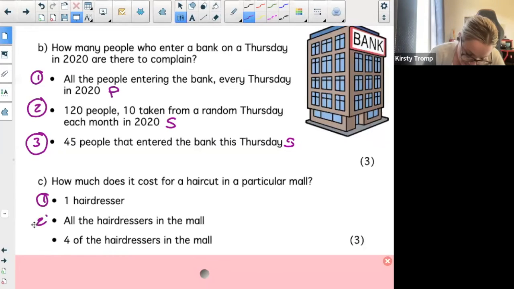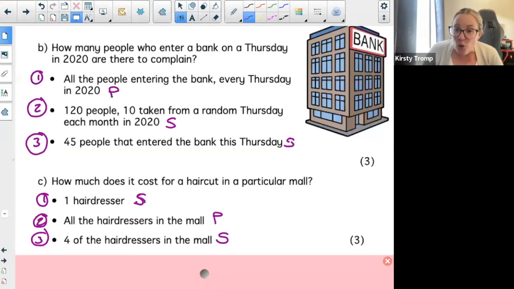All right, if I go to one hairdresser, is that a sample or is that a population? A sample. Well done. If I go to all the hairdressers in the mall, is that a sample or a population? Population. Well done. And if I go to 4 of the hairdressers in the mall, sample or population? Sample. Sample, well done.